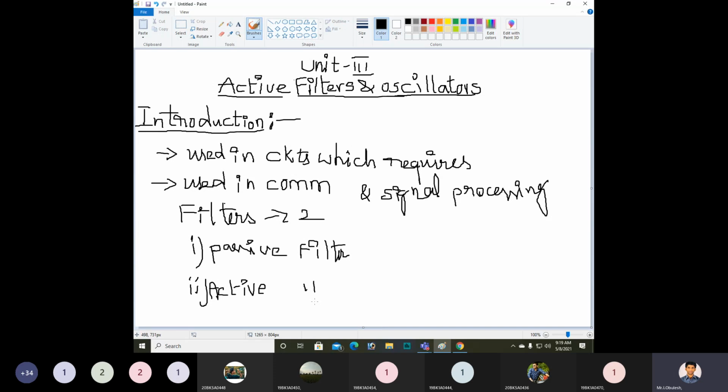And it attenuates the signals of frequencies outside the band. This is called an electronic filter. The filters may be either analog or digital.